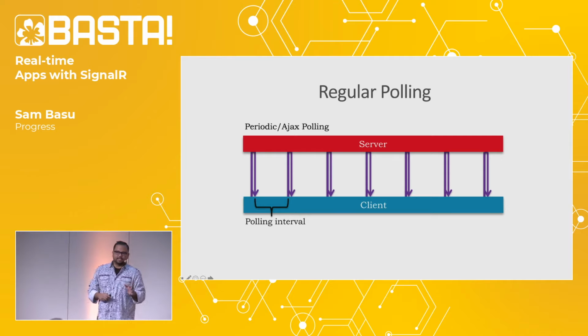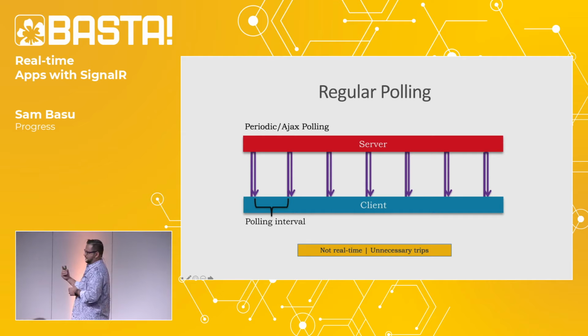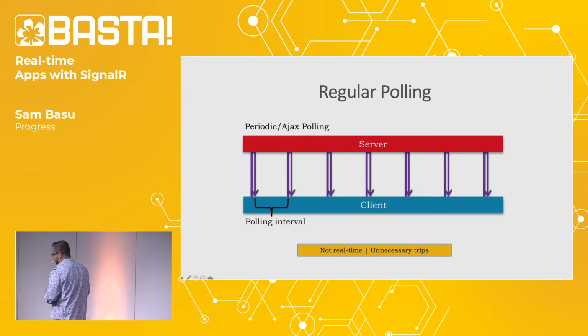Now, this is not as bad as it sounds. We are having unnecessary trips to the server, but most of the time, we're not carrying much data. So we're not wasting bandwidth, but this is not real time. If anything happens in between, the server has no way of letting the client know that something interesting happened, right? So this was the first step, but it's not the best.